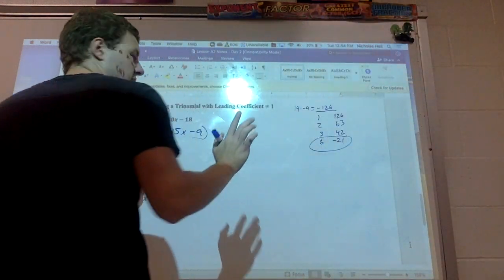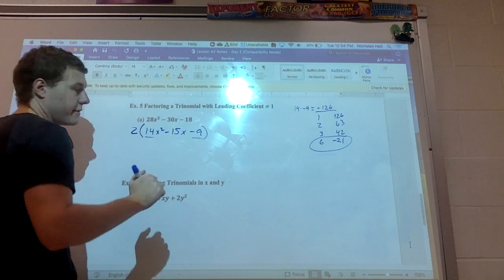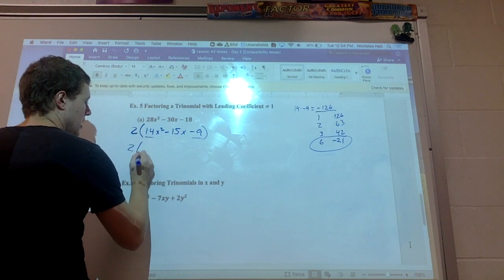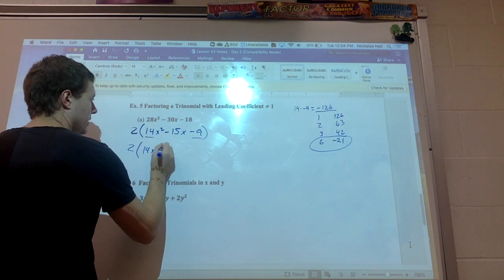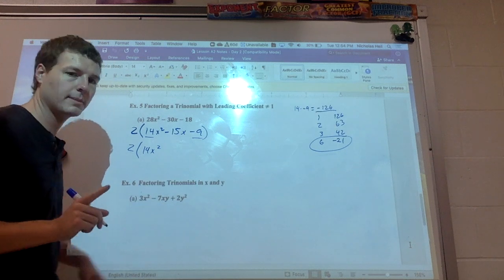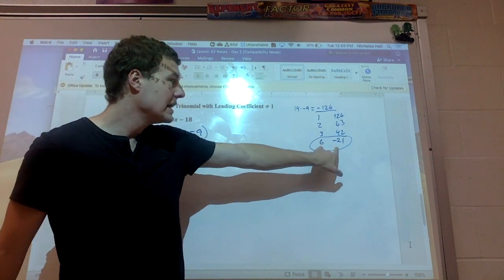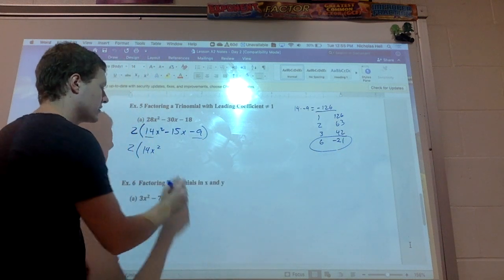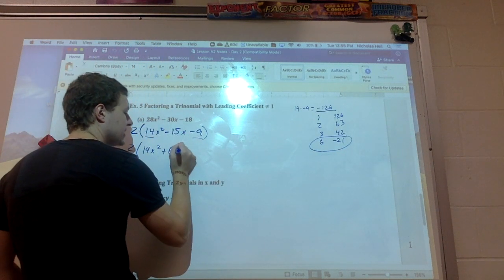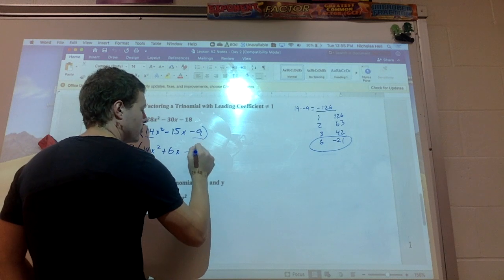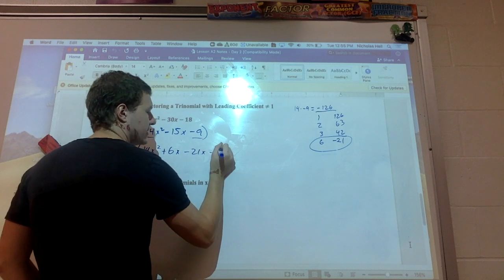So, this is the weird part, but it's going to get us to factor by grouping. I'm going to keep my 14x squared. I'm going to keep that negative 9. But what I'm actually going to do to the minus 15x is split it into these two numbers. So I'm going to split that into a positive 6x and a minus 21x. And I still have my negative 9.